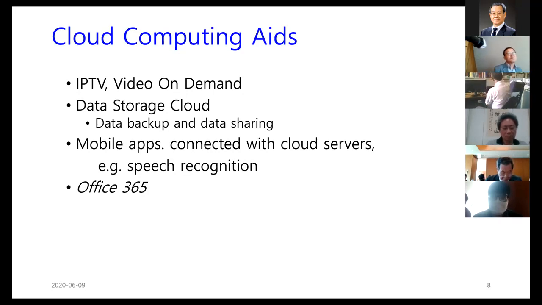And the cloud also provides some utilities or programs for your use. So you can connect and use it anywhere without worrying about installing the program on your computer.